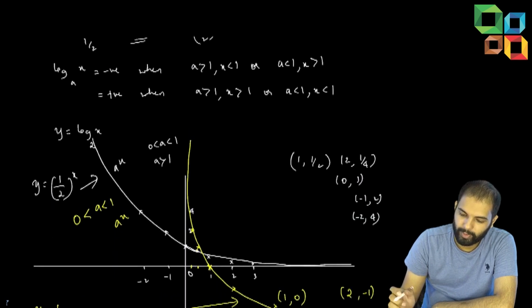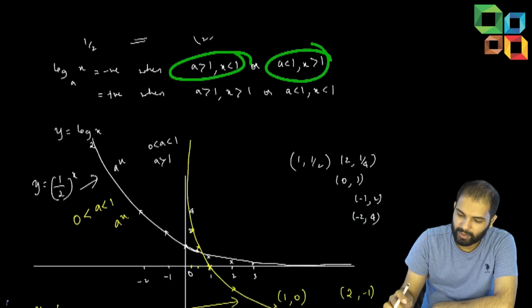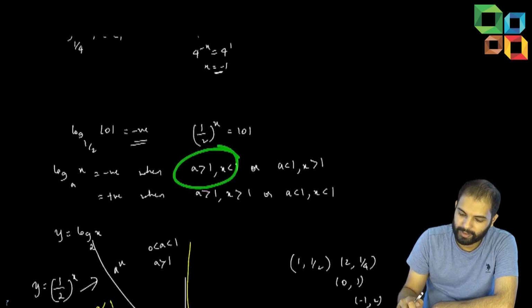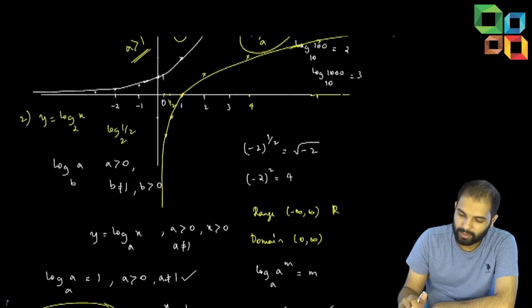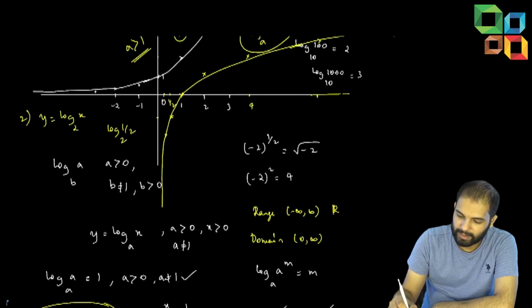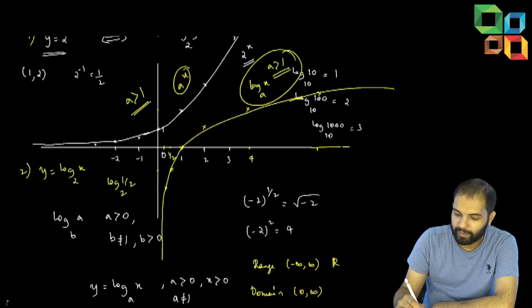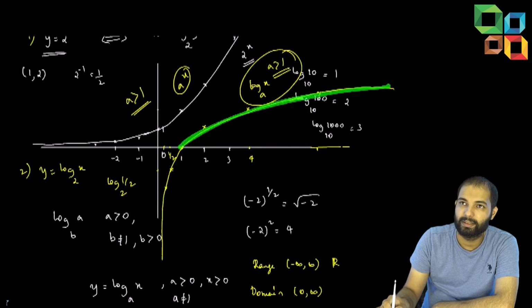You told me when a is greater than 1 and x is less than 1. Can we check that? a greater than 1 means the first graph. So this is the graph, and x is less than 1. Can you see that it's negative here? Yes, the y value is negative. And no other value is negative. Just make a note. For all other values, it's greater than 0.